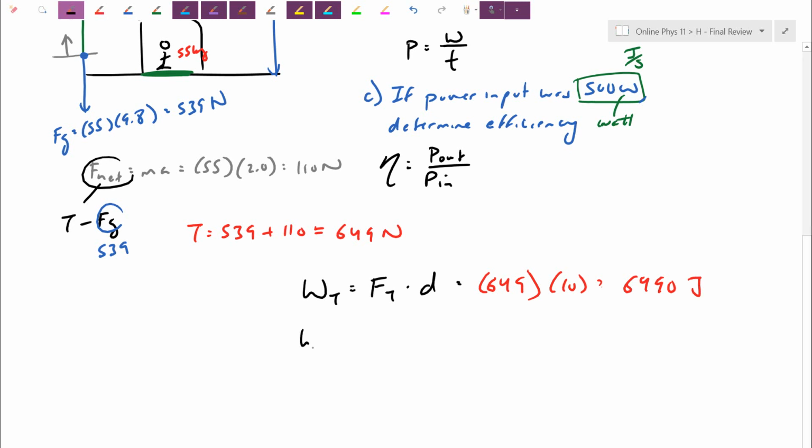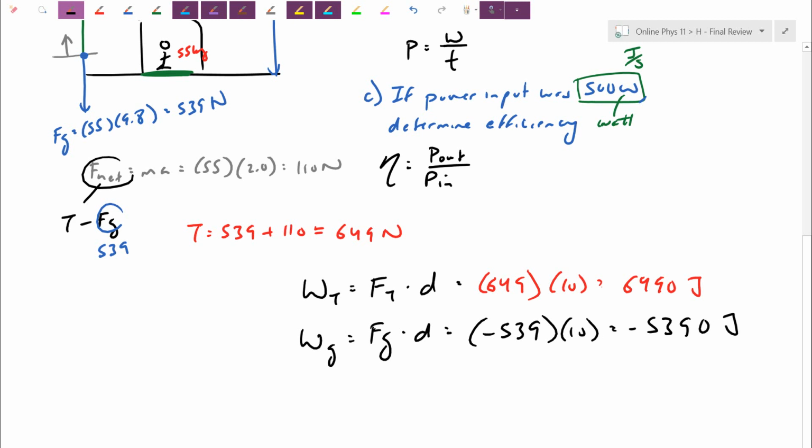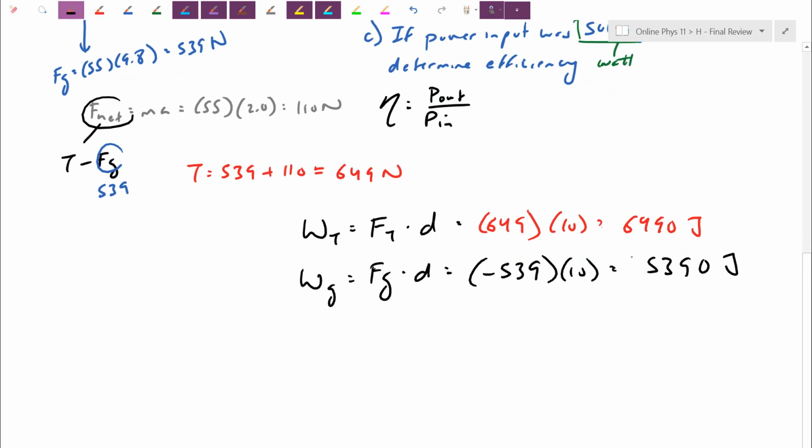The work done by gravity is going against me, Fg times distance. I'm going to put a negative there because this one is going against me, negative 539. It sort of acts like a friction force. That's going to remove 5390 joules worth of energy. Wait, I thought we said energy has to be a scalar. I thought it has to be positive. Remember, energy, positive, negative means something different.